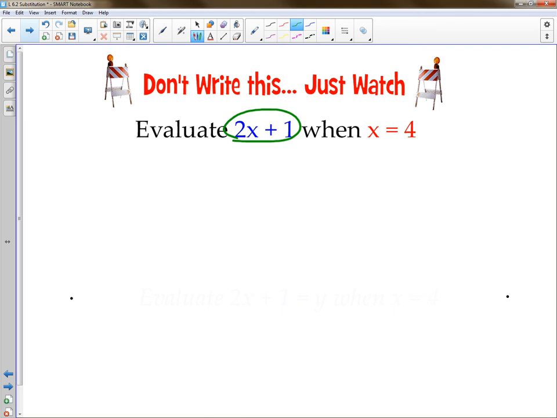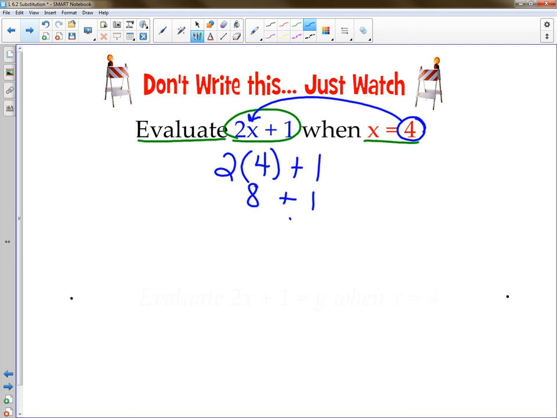But you can evaluate this expression when you let the variable x equal 4. And when you let a variable equal a value, the way you figure out what the expression equals is you substitute. You take this value of 4 and you replace the letter x with that. So you substitute the letter x with the value 4, and then you simplify. 2 times 4 is 8. 8 plus 1 is 9. So the value of 2x plus 1 when x equals 4 is 9. That's an example of how you use substitution.